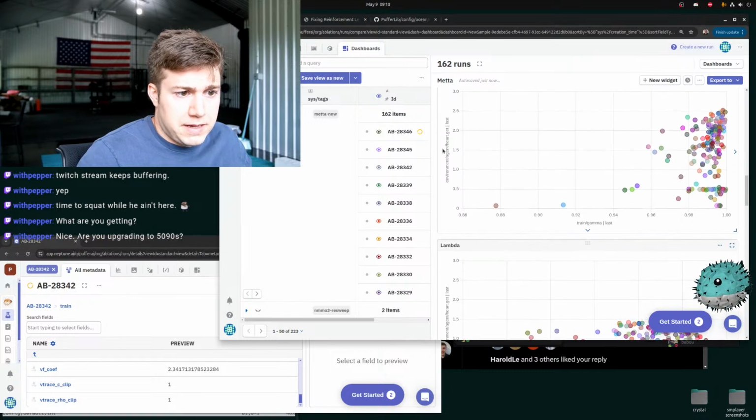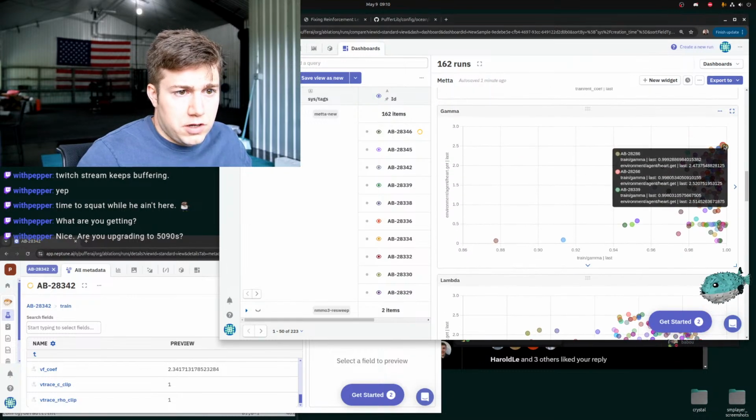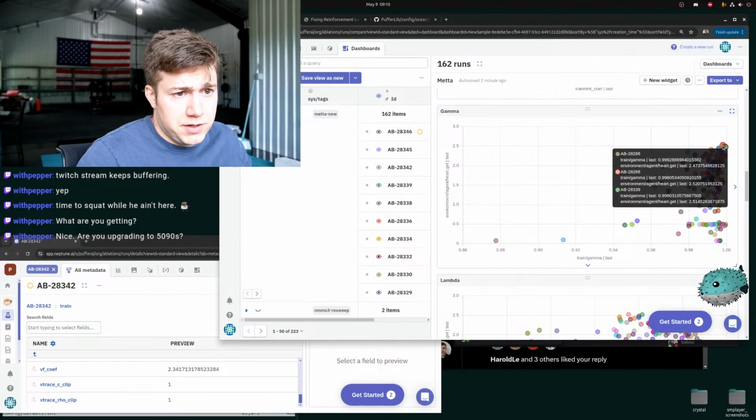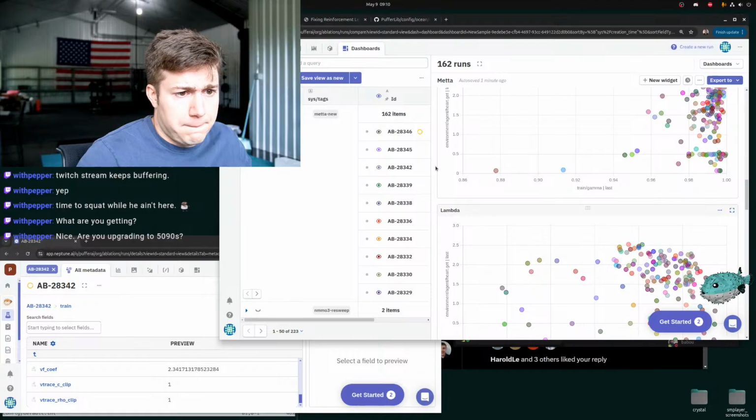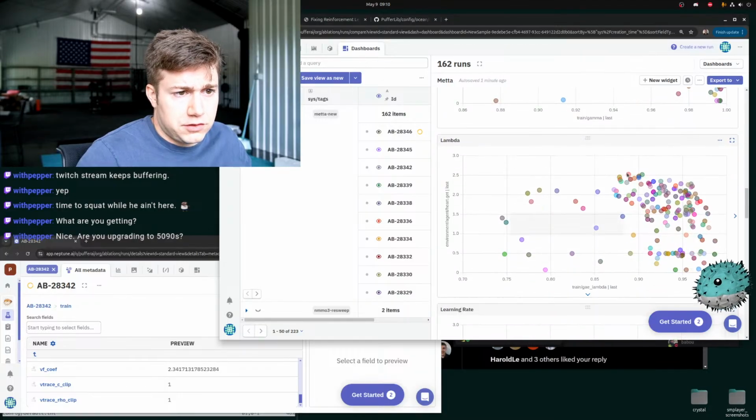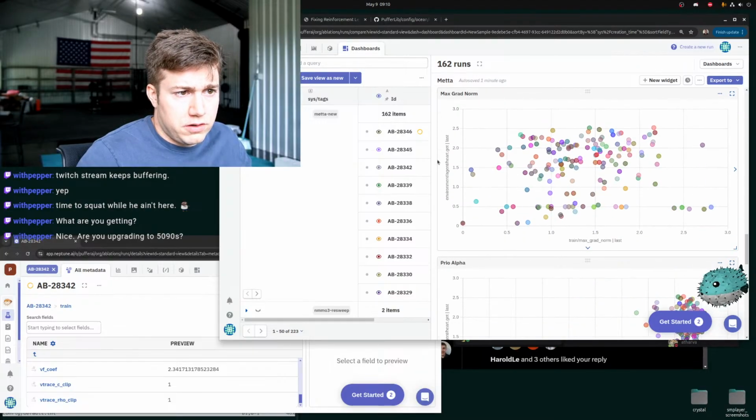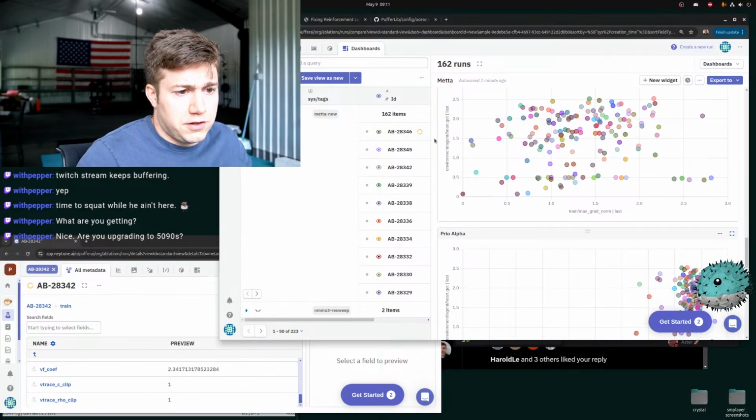Too high entropy, bad. Gamma obviously has its region here. Actually, very high gamma seems to be the best for this, which is interesting. Lambda has a stable region. 8.8. Learning rate has a stable region. Grad norm, large, stable region, doesn't matter a ton.